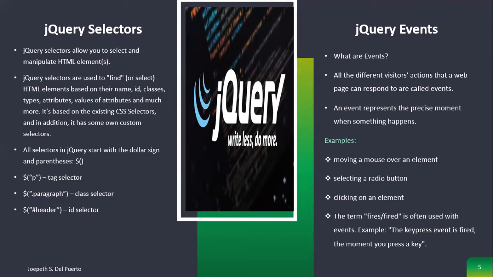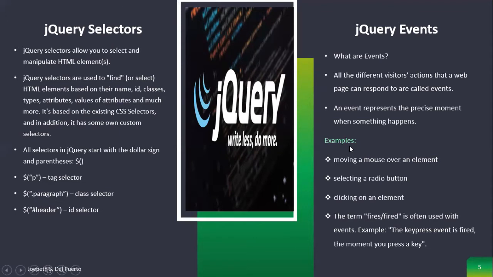So the first example is this one, p. This is a tag selector, so we're referring to an HTML tag, the paragraph tag. And this one with the dot means we have a class selector. And here we have the number symbol, and that means we have an ID selector.